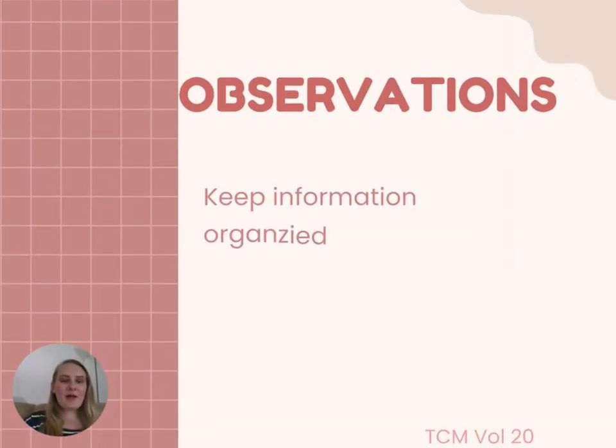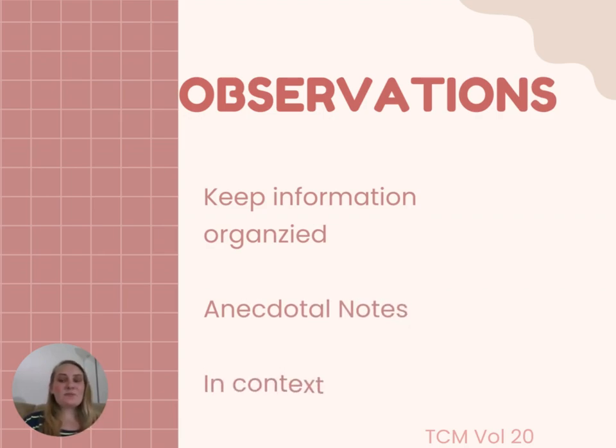Okay. Another method is observations. Teachers observe their students all the time. Notice which multiplication strategy students seem to favor. You need to use a checklist or some sort of document to keep all your information organized. This can be anecdotal notes or more of a checklist type of thing.